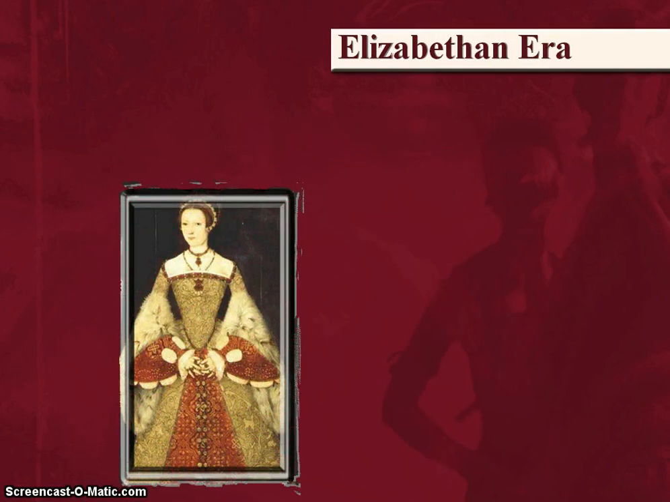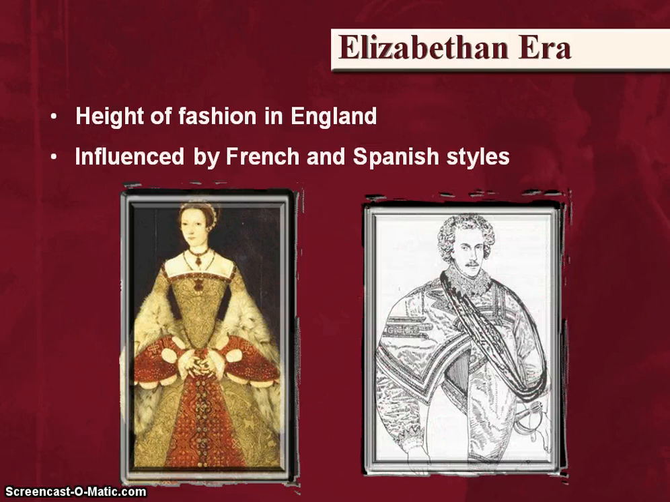With the Queen in the public eye, it's no wonder that the Elizabethan era also saw a height or a skyrocket in fashion. Influenced by styles coming from both France and Spain and other European countries, the Elizabethan era provided such fashionable items as the farthingale, which created the hoop skirt.